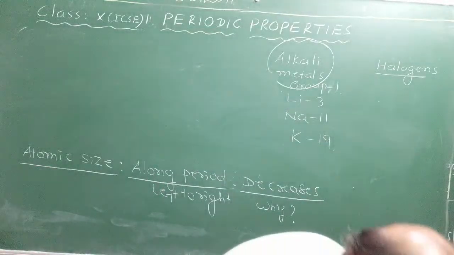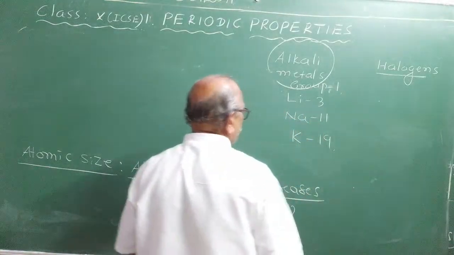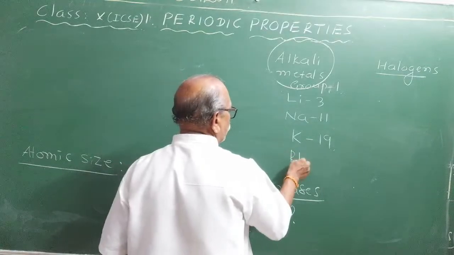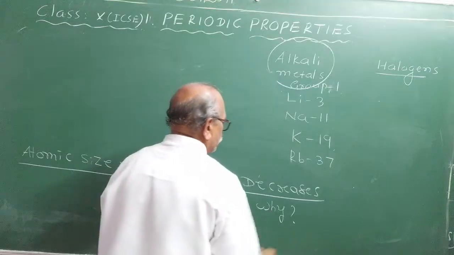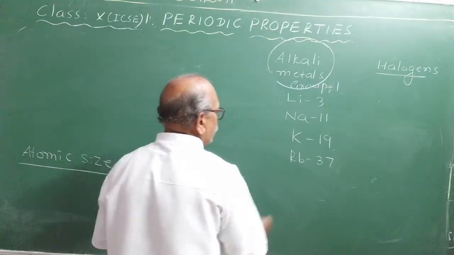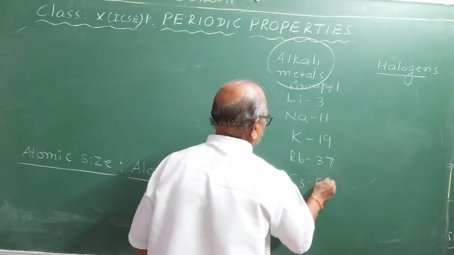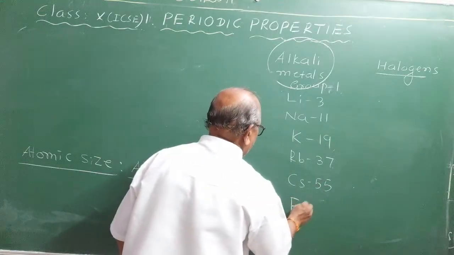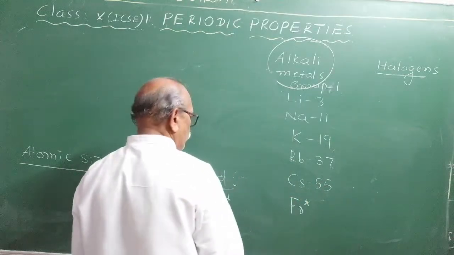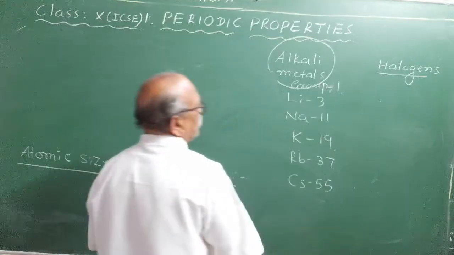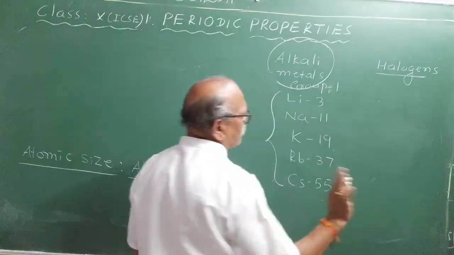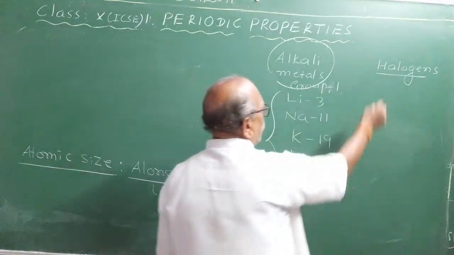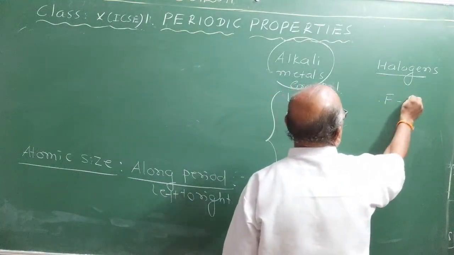Okay, then you have rubidium, 37, cesium, 55, francium, radioactive. It is not taken as an alkali metal, leave it. Only lithium, sodium, potassium, rubidium, cesium. Radioactive elements, don't include them. Halogens start from fluorine, atomic number 9.